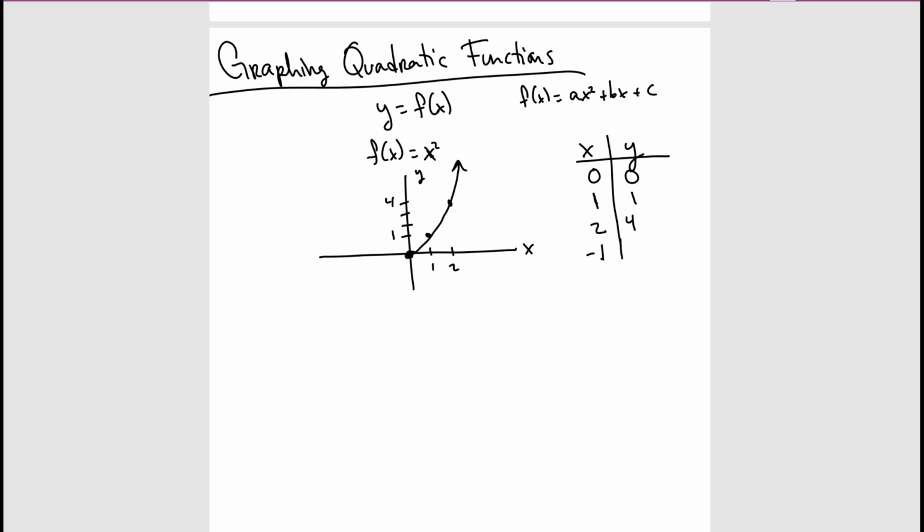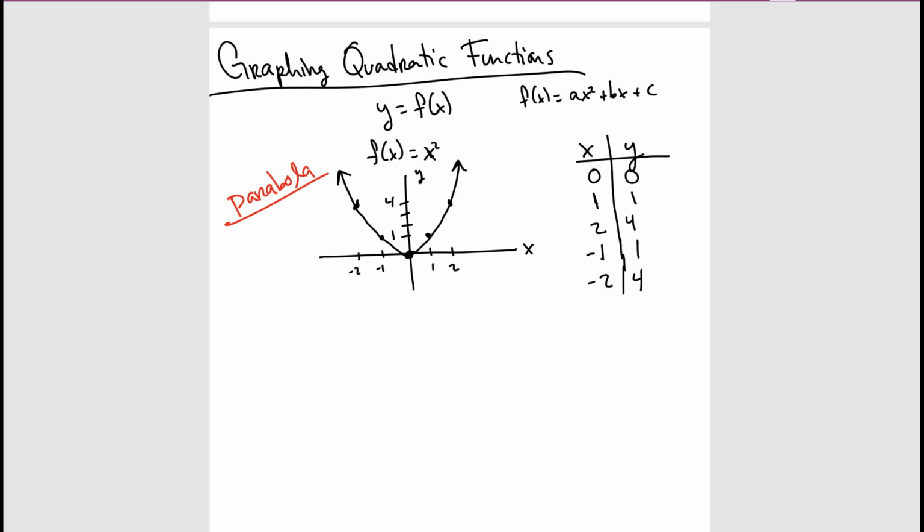Well, negative 1 squared is also going to give me a positive 1, and negative 2 squared is also going to give me a positive 4. So when I plug in negative 1, I'm also going to get a 1. When I plug in negative 2, I'm also going to get a positive 4. So if you can see, this actually is symmetrical to the other side. Okay, and what we call this shape, we call it a parabola.